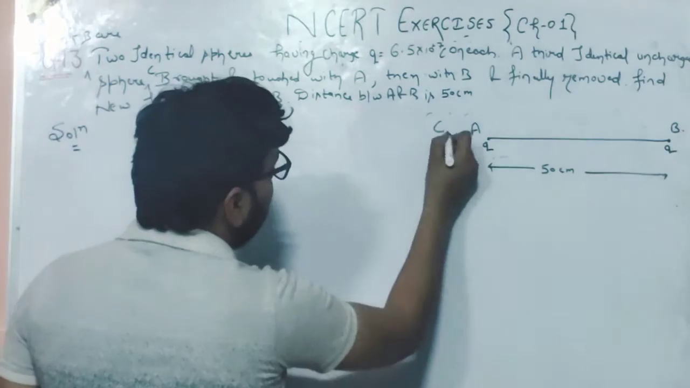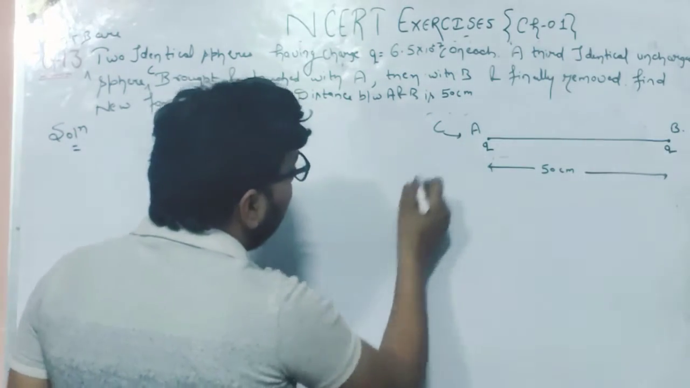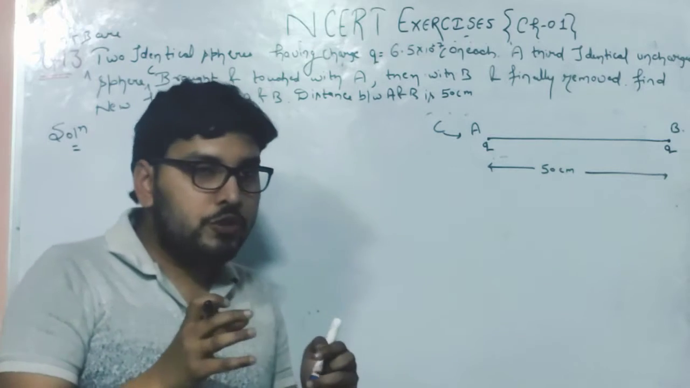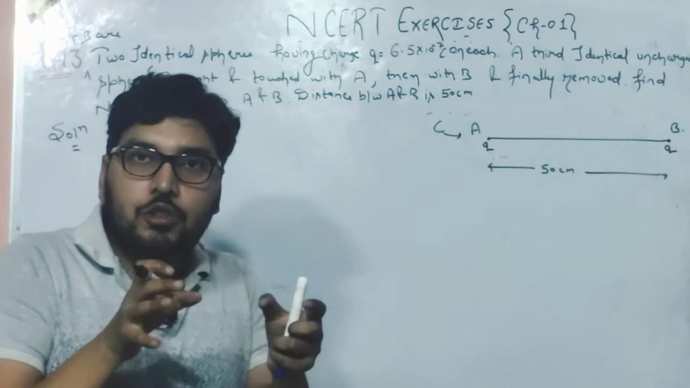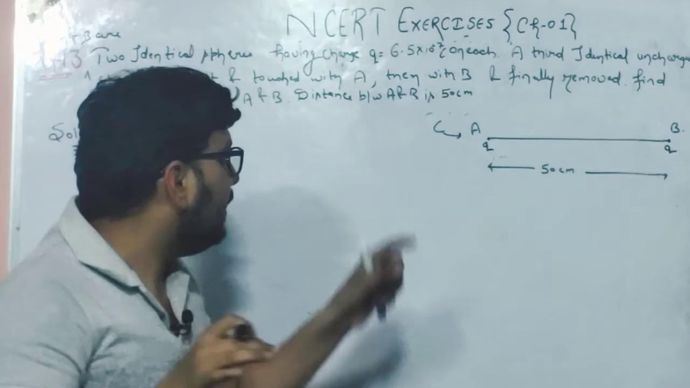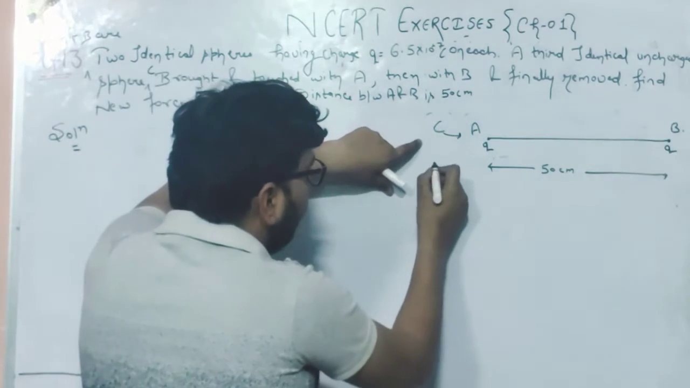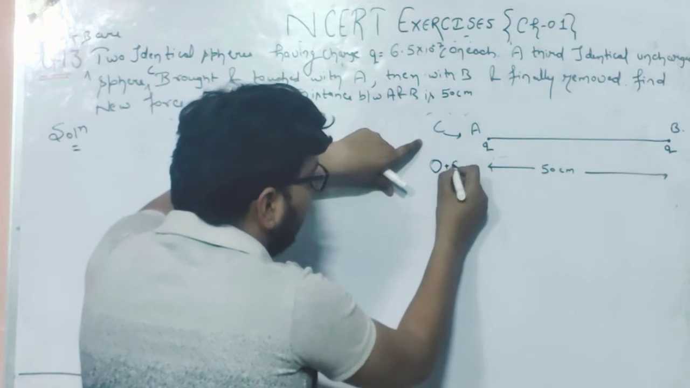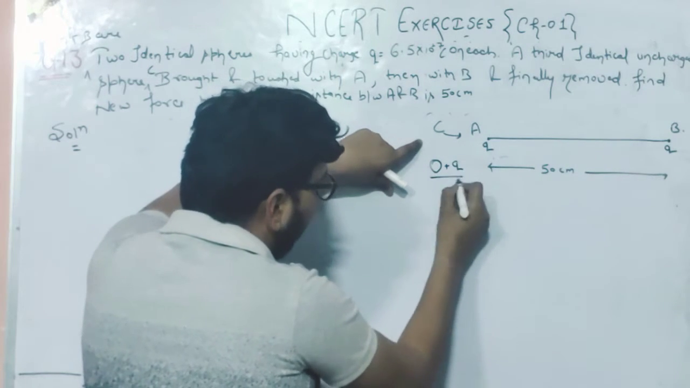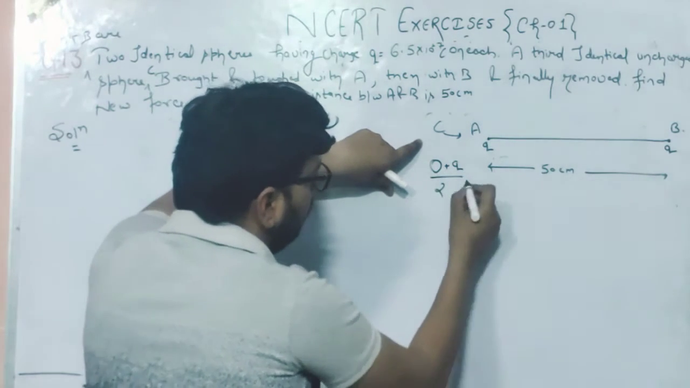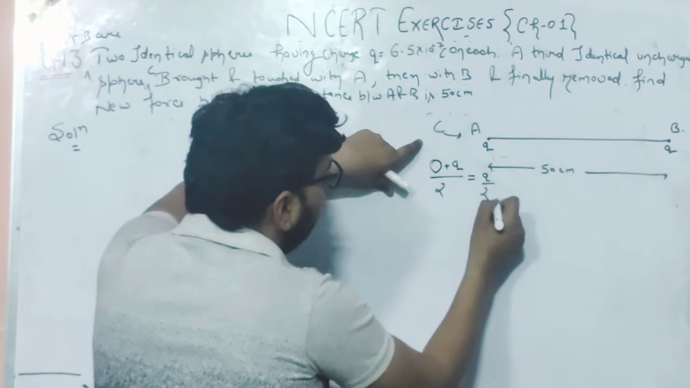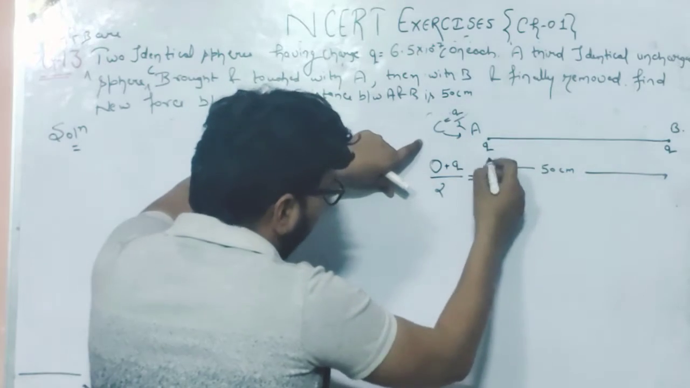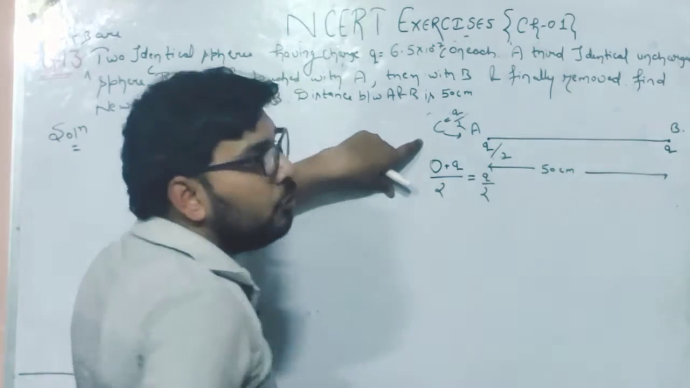Now this sphere C is touched with A. If we touch it with A, then the charge will get equally distributed on both the spheres. That means the charge on C initially is 0, the charge on A initially is Q, and it will be divided by 2. So the new charge will be Q by 2. C will have charge Q by 2 and A will also have charge Q by 2.